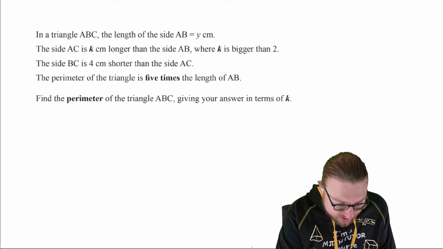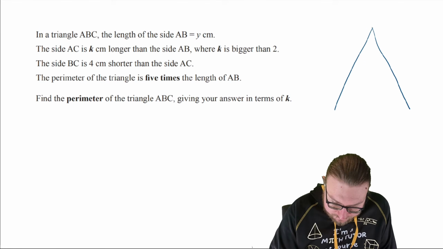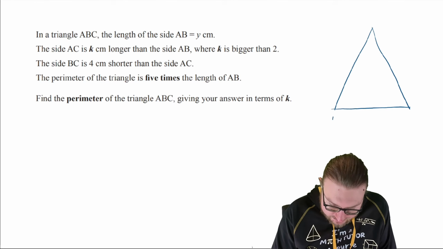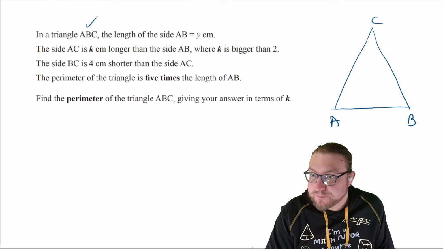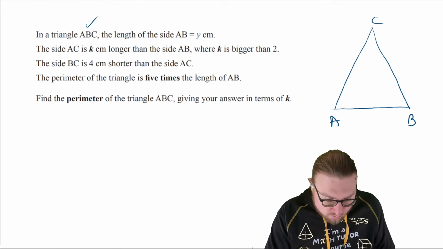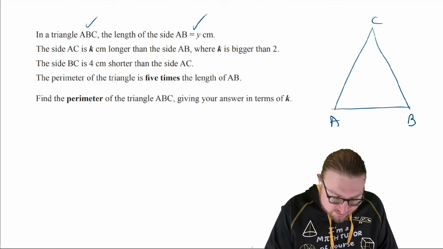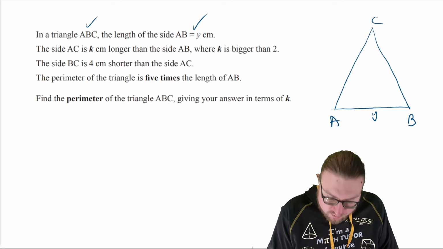So it says we have a triangle ABC. So let's just draw a triangle. There we go. And name our sides ABC. Okay, now we understand this part here. The next part is that the length AB is y centimeters long. So that's an easy one. AB is here at the bottom. So let's put that as y.